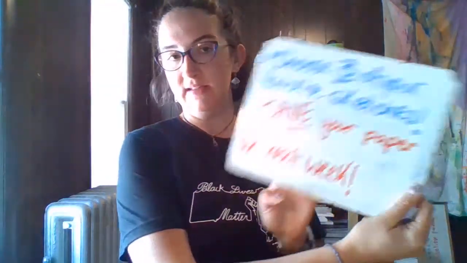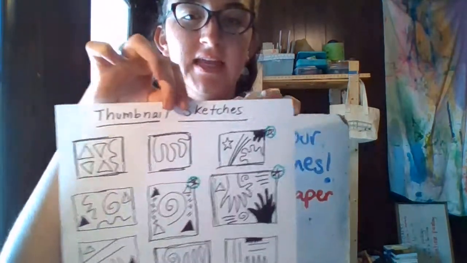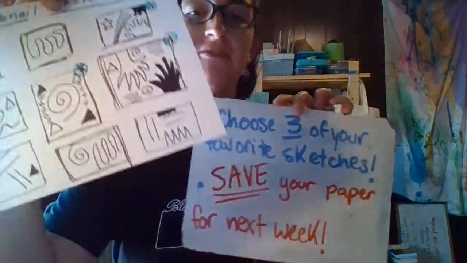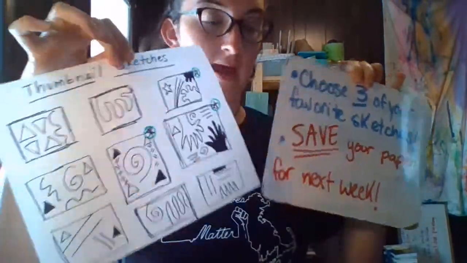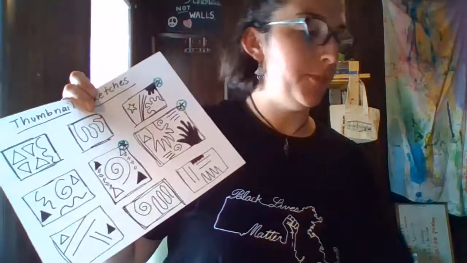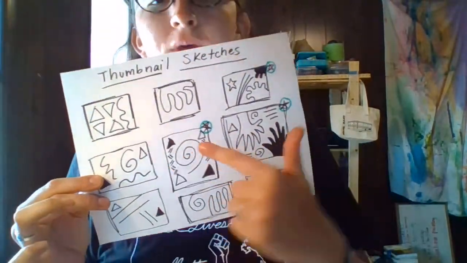Where we left off last week, I had this lovely reminder for you. We filled out a paper with thumbnail sketches. You chose 3 of your favorites, and I asked you to save this paper for our lesson 4, which is today. If you lost this paper, take a look around for it in your house. If not, go back to the other video to refresh your memory on the directions and make sure you have your thumbnail sketches filled out with 3 of your favorites selected.